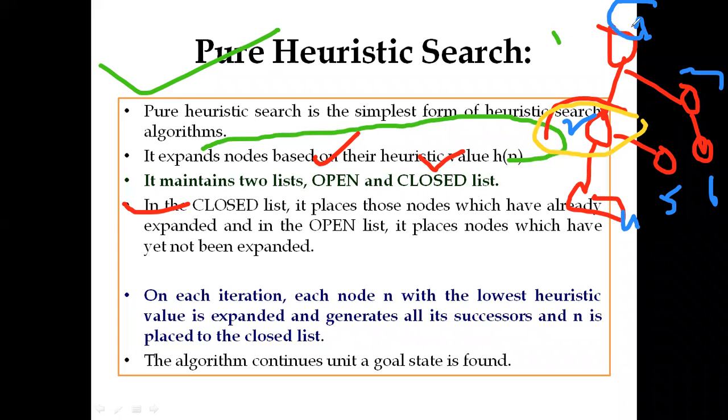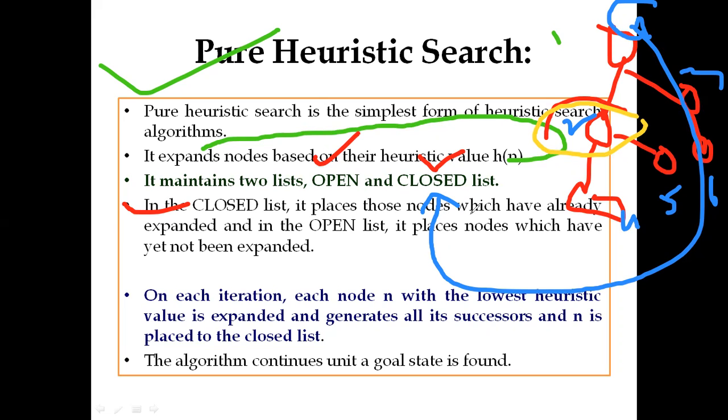In which list will I keep node 1? Sir, open. Oh, sorry, closed. Yes, closed, because I have expanded it, I have generated its children. So when I expand a node, I am going to keep it in the closed list.